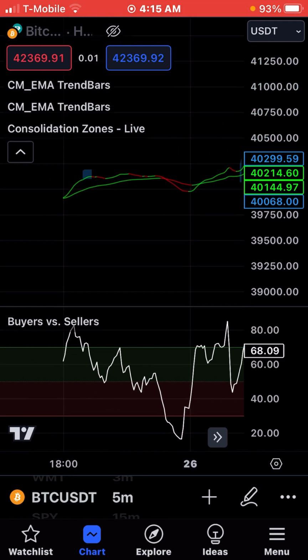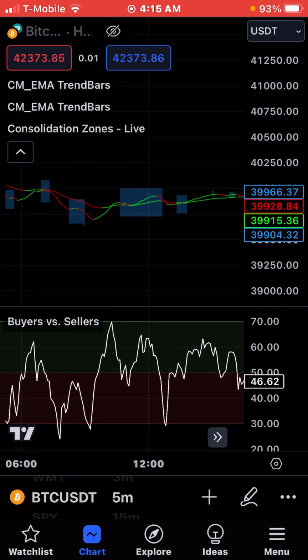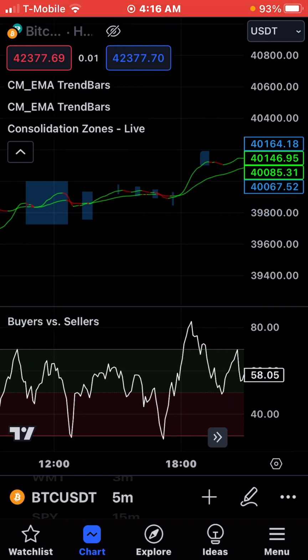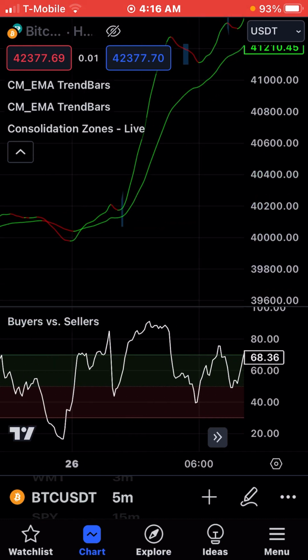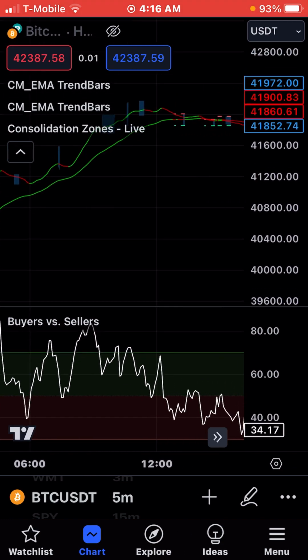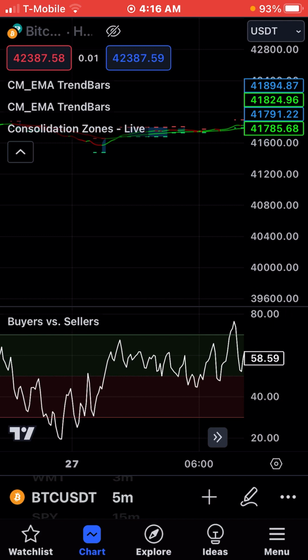So let's just look for a couple more examples. You could find minor ones here. A lot of them are consolidation zones, but you might end up hitting, if you do this on a 5-minute, a lot of consolidation zones. So you've got to be careful on that.